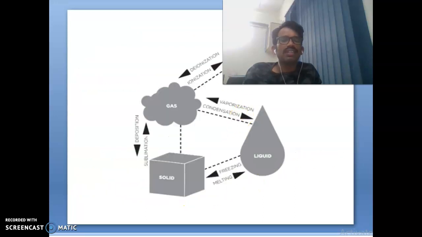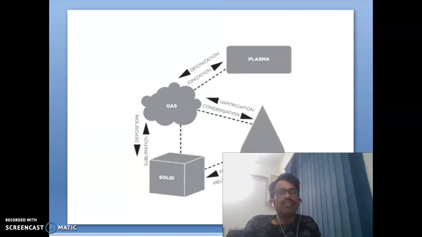Next, you can see solid, liquid and gaseous states. These are the main 3 states of matter, and the 4th state is plasma. How it forms: vaporization, condensation, freezing, melting point and sublimation.